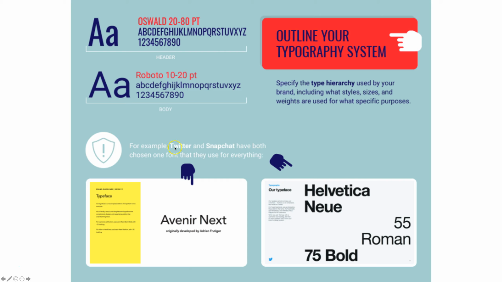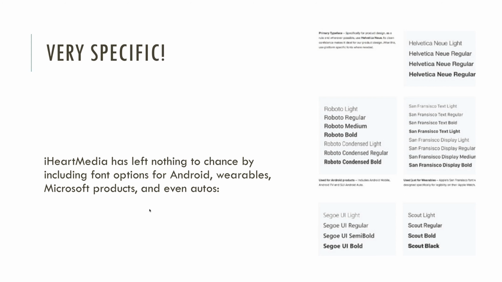Another example, Twitter and Snapchat have both chosen one font that they use for everything. They don't have a header and a body difference. Helvetica Neue and Avenir Next are being used by those two brands.